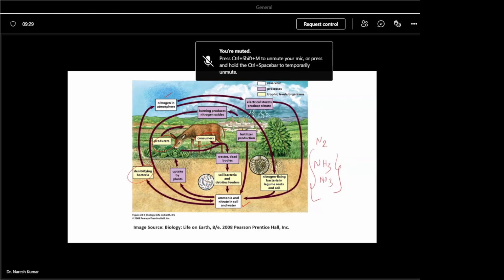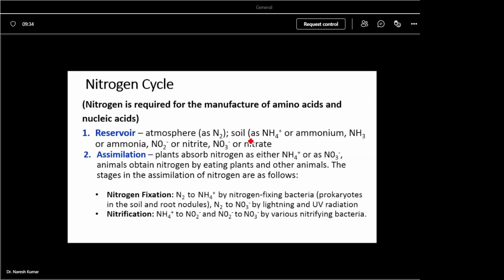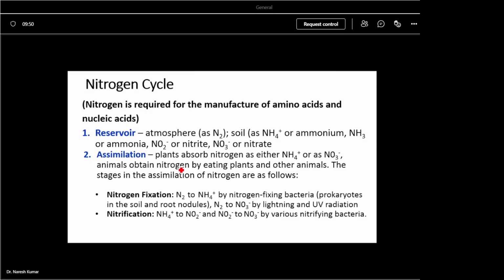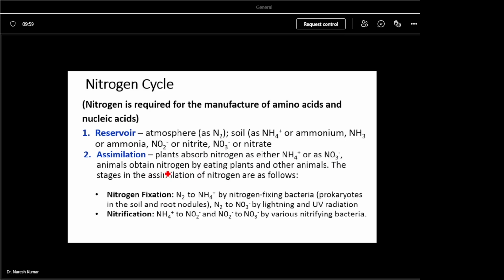So what is the reservoir? Here we have atmosphere, soil, ammonia, and nitrogen is important because amino acids and nucleic acids are made up of nitrogen. And then if you look at assimilation, it is nitrogen fixation and nitrification. We'll go to that. What happens here? Plants absorb nitrogen as either ammonia, ammonium ion, or nitrate. Animals obtain nitrogen by eating plants and other animals.